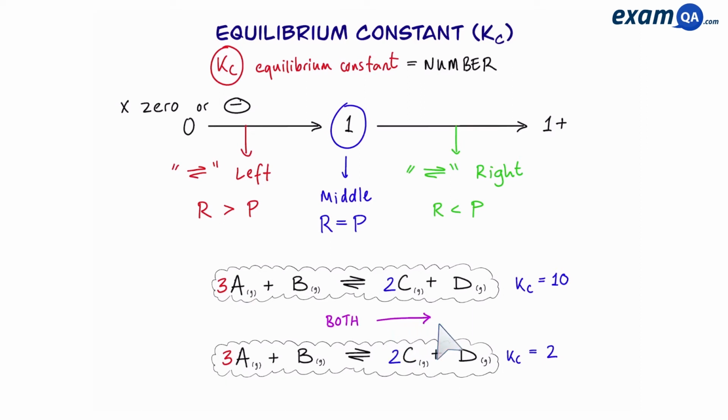However, the first reaction has a much larger Kc value than the second one. 10 is greater than 2, and that means the position of the top one is far greater towards the right than the bottom one. So in the top one, the proportion of products is much greater than reactants compared to the bottom one. Okay, so now let's see how we can work out the value for Kc.